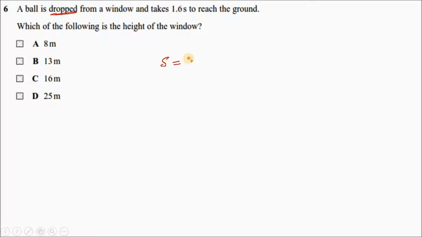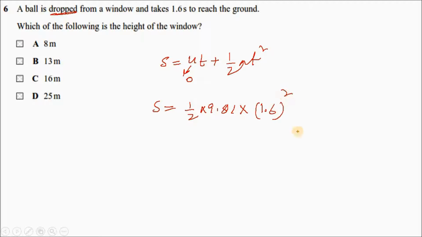So s equals ut plus half at squared, and u is 0 because it is dropped. So the height covered or distance traveled is equal to half of g, which is 9.81, times t squared, 1.6 squared. Once you solve this, you have the answer, 12.556. Round it off because it is not given in decimals, so round it off to 13. So your option should be B.